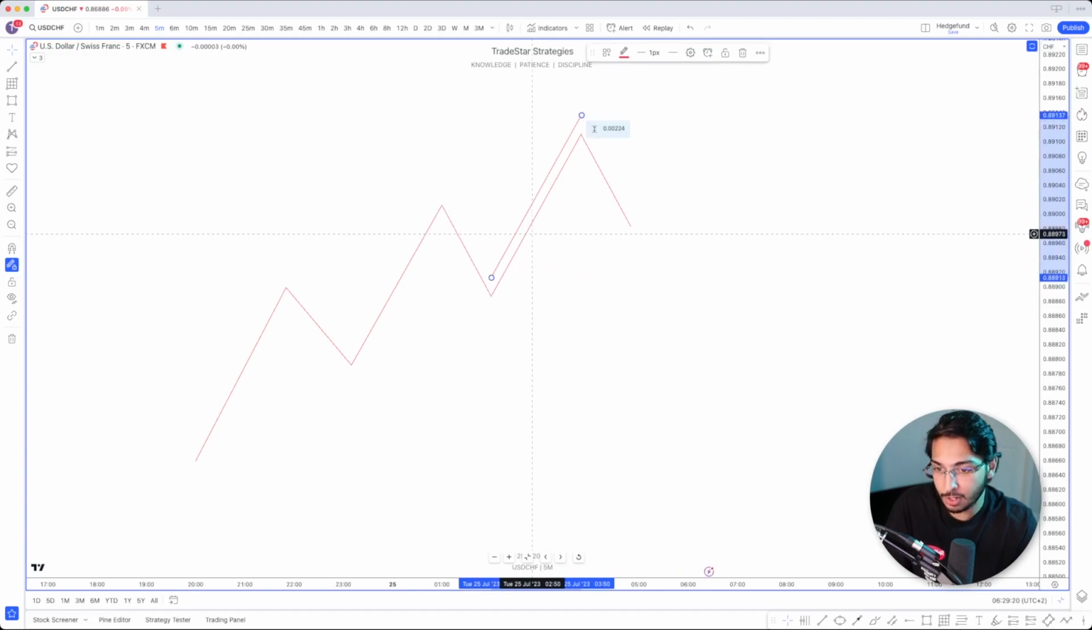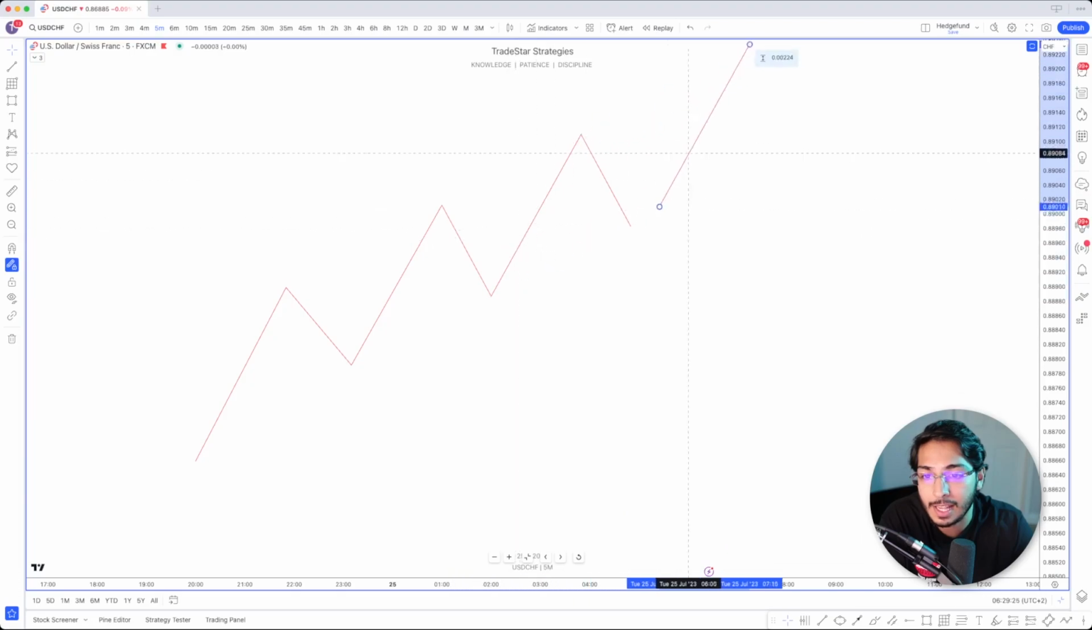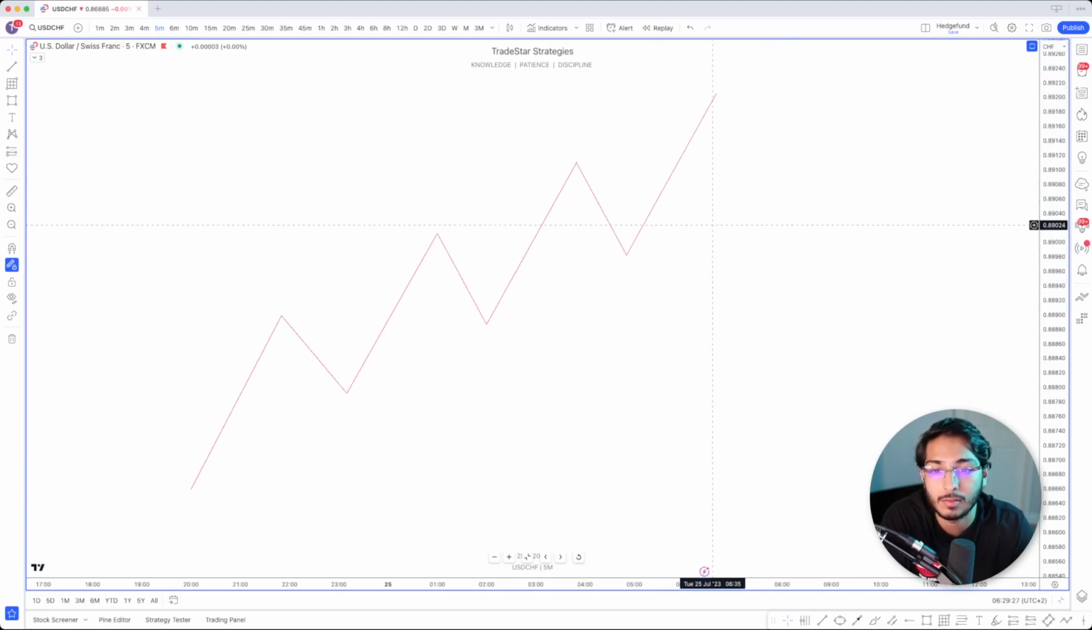If you catch the entry on the pullback and the market's still trending in your favor, potentially however big this last move was, you can catch another one like this, right?